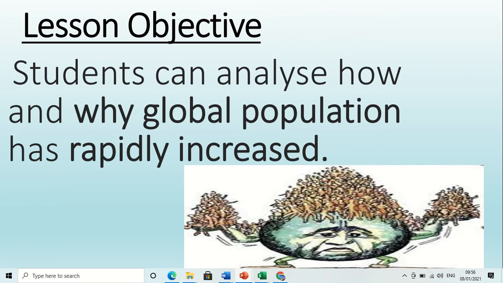Okay, so our lesson objective today is students can analyse how and why global population has rapidly increased. So like I said, we're doing a little bit of a calculation today. It's not going to be difficult. And we're going to be looking at why global population has increased so rapidly since 1950.